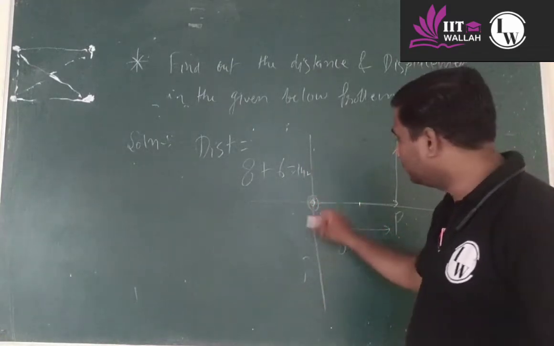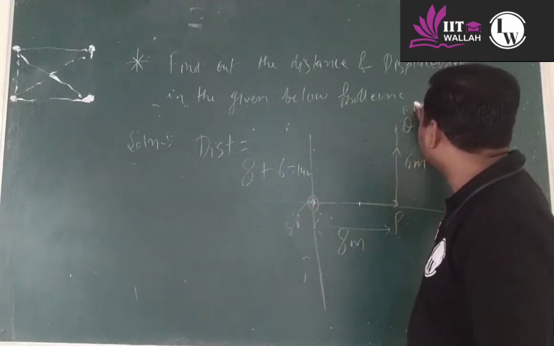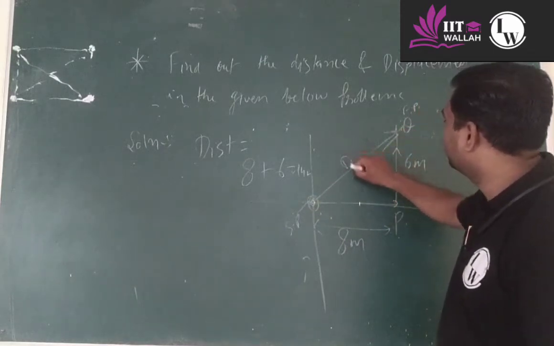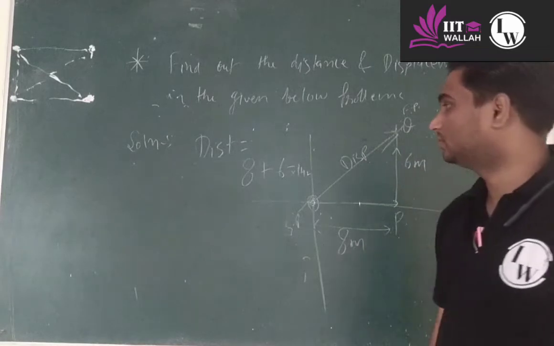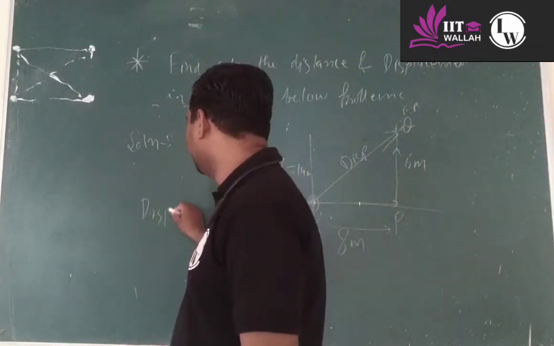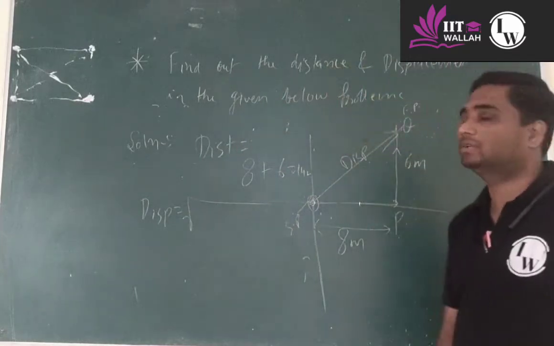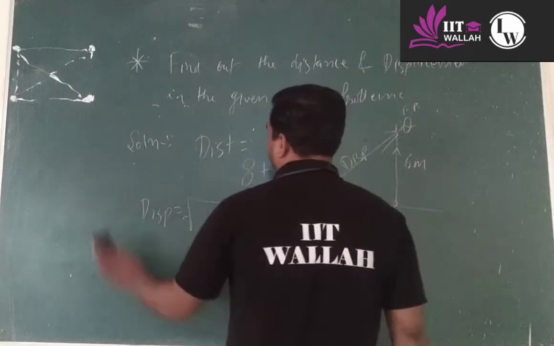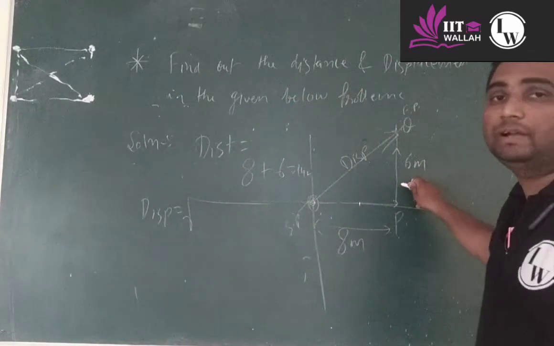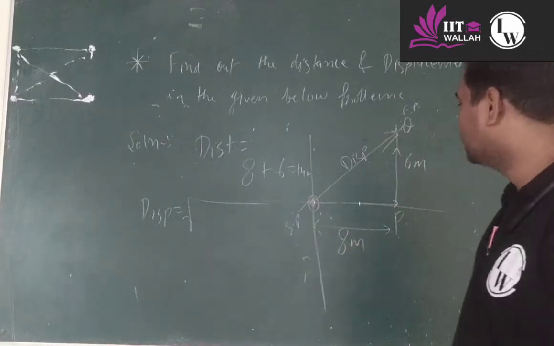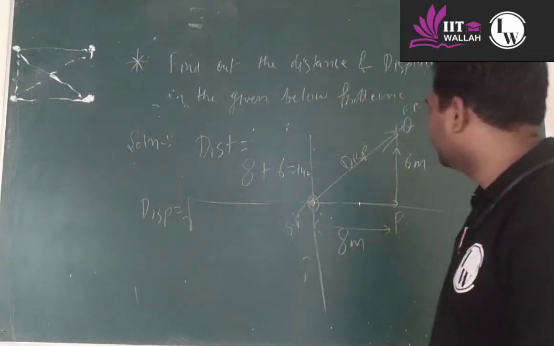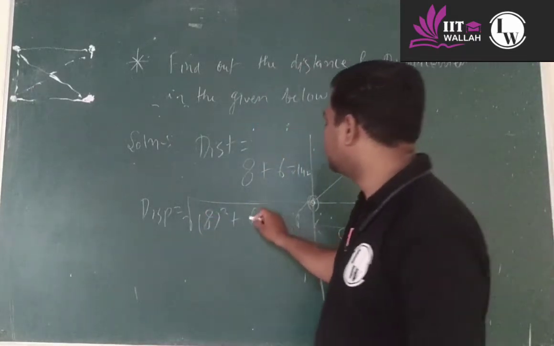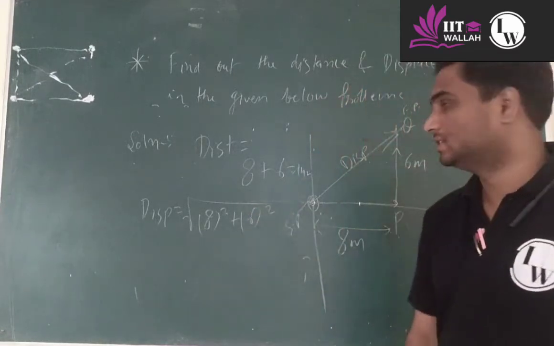Now you have to find the displacement. Displacement is the shortest distance from starting point to final point. Now this will be the displacement. So displacement will be, use the Pythagoras theorem. This is the hypotenuse. So hypotenuse square is equal to perpendicular square plus base square. So displacement is equal to under root of 8 square plus 6 square.